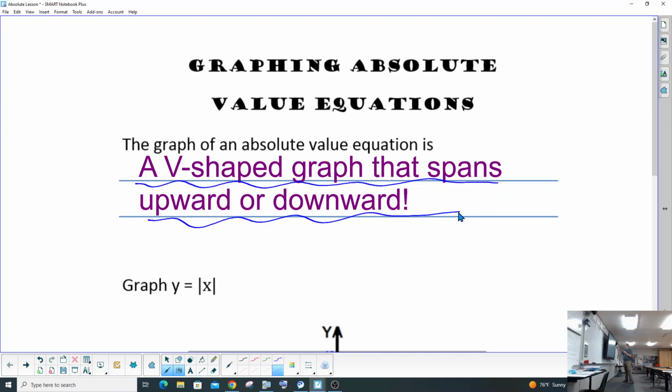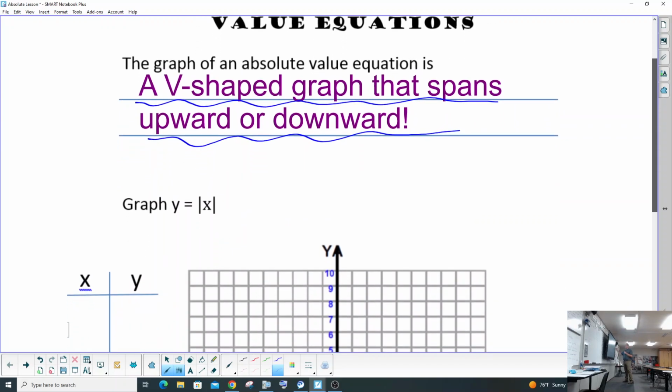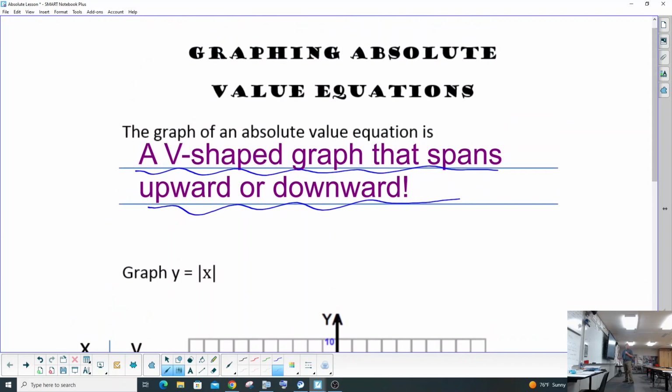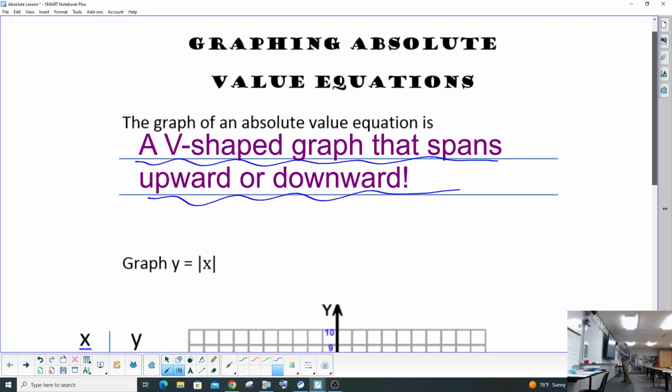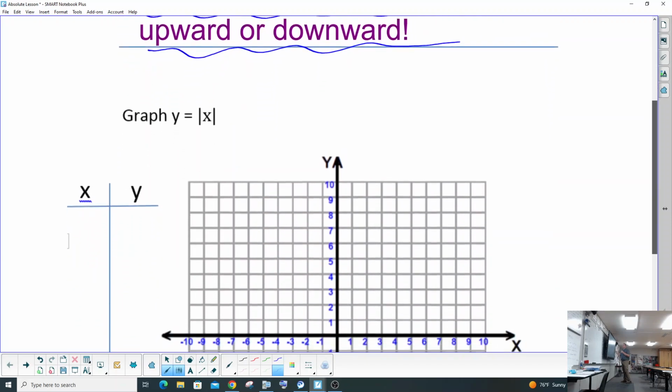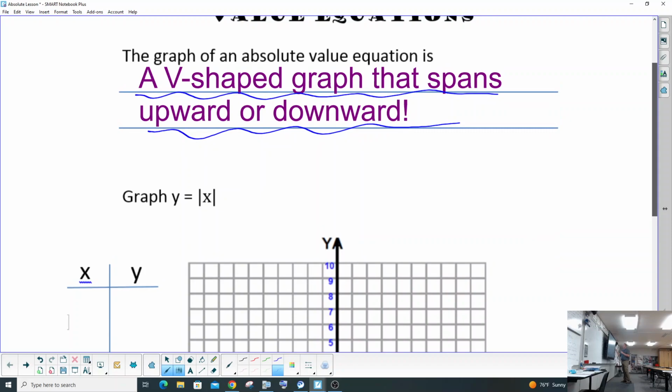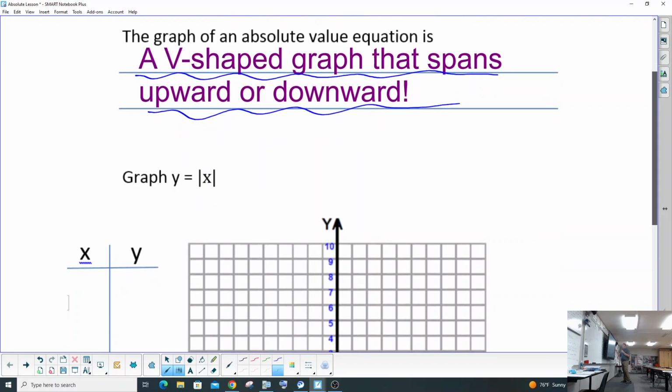Good. So the first thing we're going to look at is y equals the absolute value of x, and that's the parent function. Did you already get it down? A V-shaped graph that spans upward or downward? Write it down.